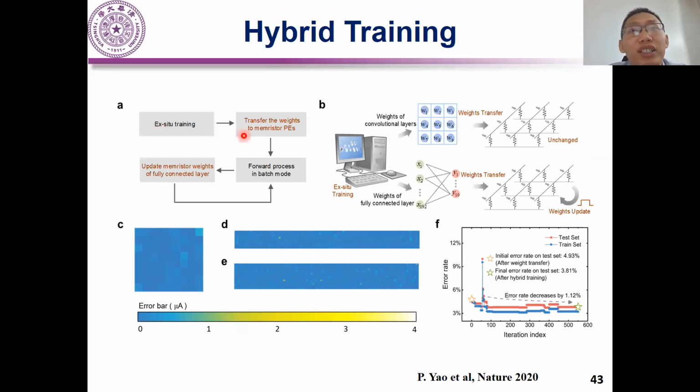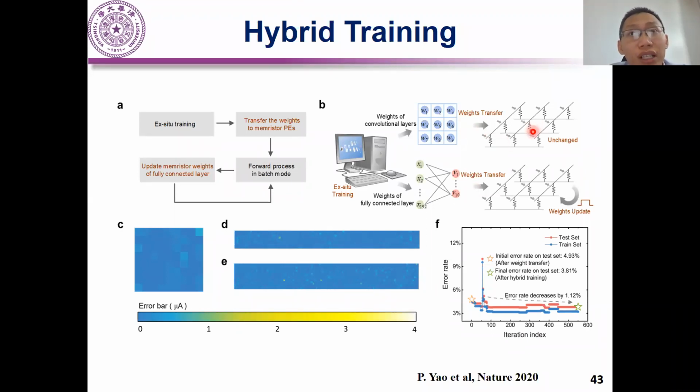And after ex situ training, we transfer the weights to the RRAM array with a closed-loop programming scheme. Of course, the writing process is not so accurate due to the device variation and some reliability degradation. So we then perform in situ training on the hardware. During in situ training, only the last fully connected layer is tuned, while the other layers are maintained unchanged.